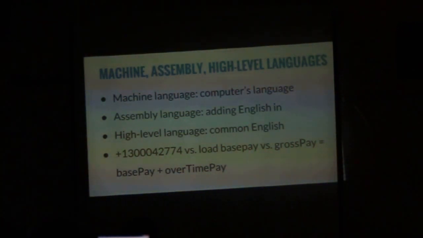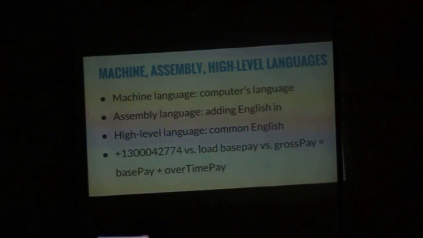So a way to think of it is the first one, which is 13,42774, is machine language. Then something like load base pay would be assembly language. And then the third one, gross pay equals base pay plus overtime pay, is something that you would consider to be high-level language. And then along with that, when the computer receives machine language, it converts it into zeros and ones, which is known as binary.